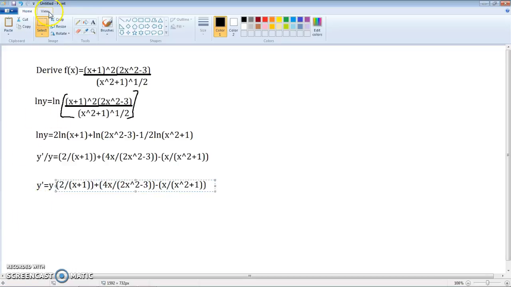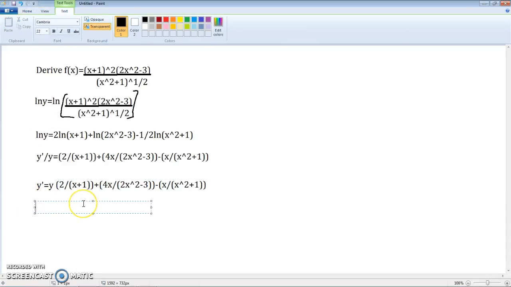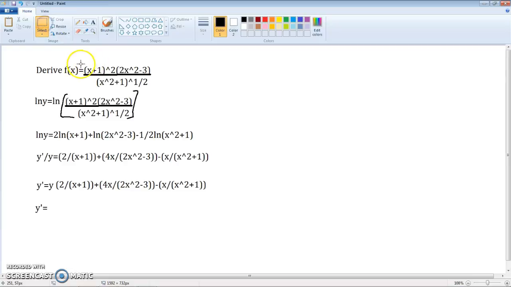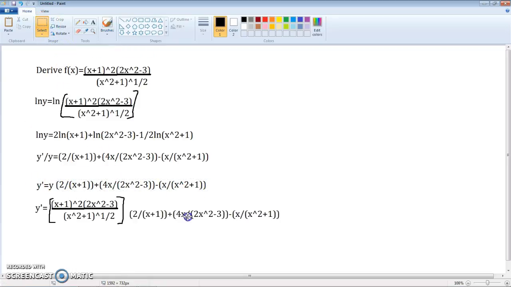So the final answer would look like y prime is equal to this over here, (x plus 1) quantity squared times (2x squared minus 3) over (x squared plus 1) to the 1/2, all times this right here, all times 2 divided by x plus 1 plus 4x over 2x squared minus 3 minus x over x squared plus 1. And that is it.